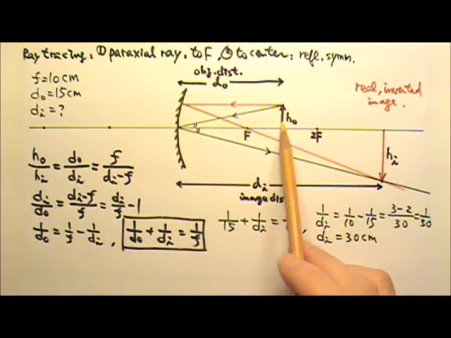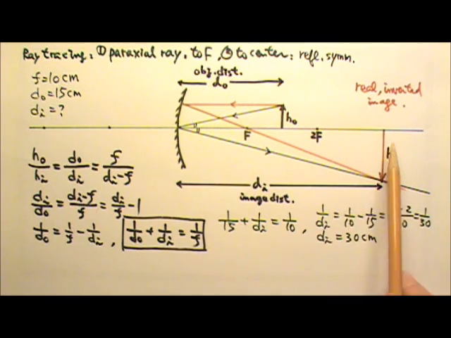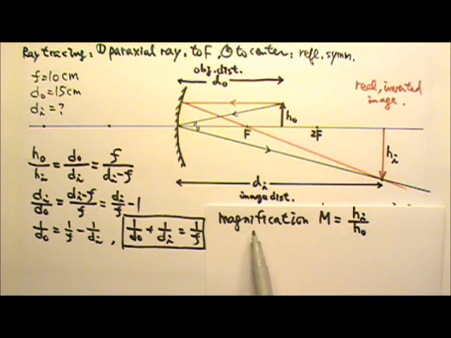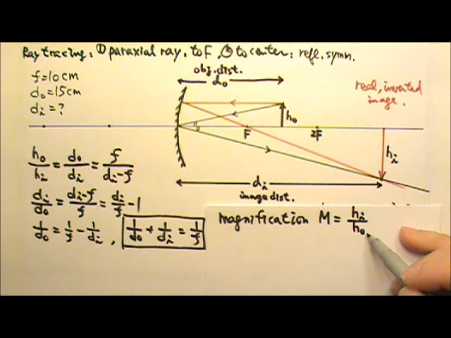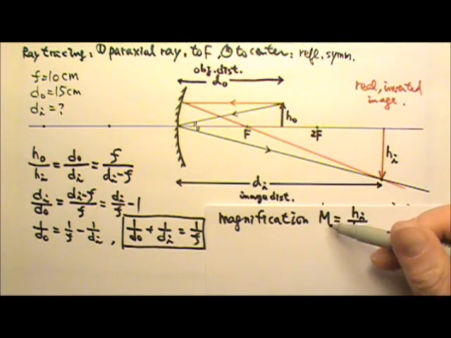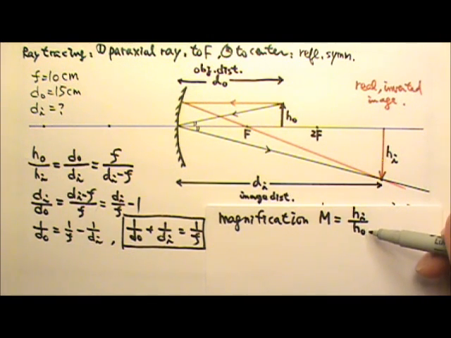And because of all these similar triangles, that means the farther away the image is formed, the bigger the image. See, HO over HI equals DO over DI. So the larger the DI, the larger the HI. So we have this thing called magnification. We use big M. That equals HI over HO, the height of the image divided by the height of the object. That means if the image is magnified, as in this case, the M would be a number that is bigger than 1.